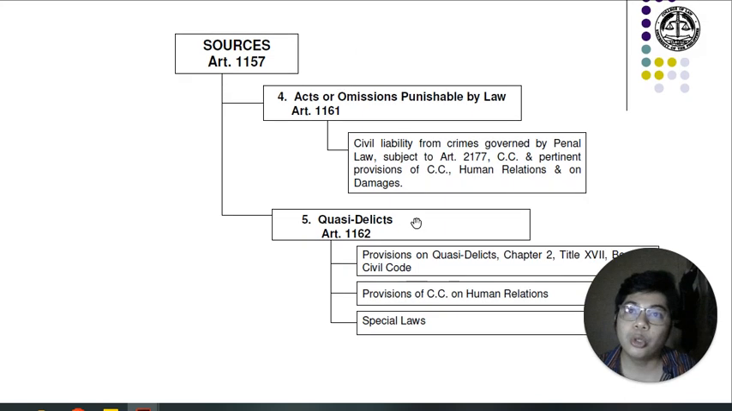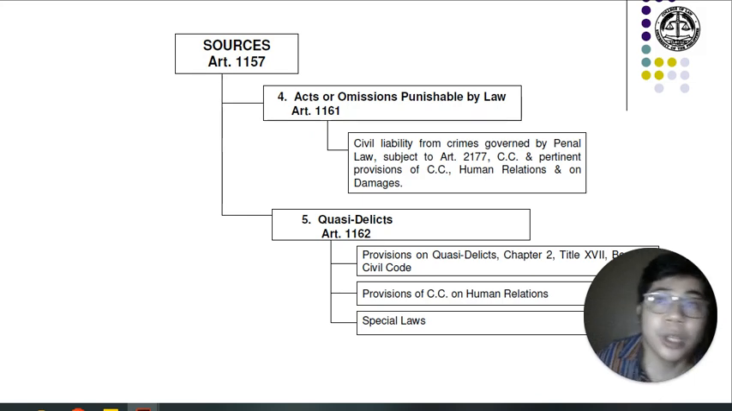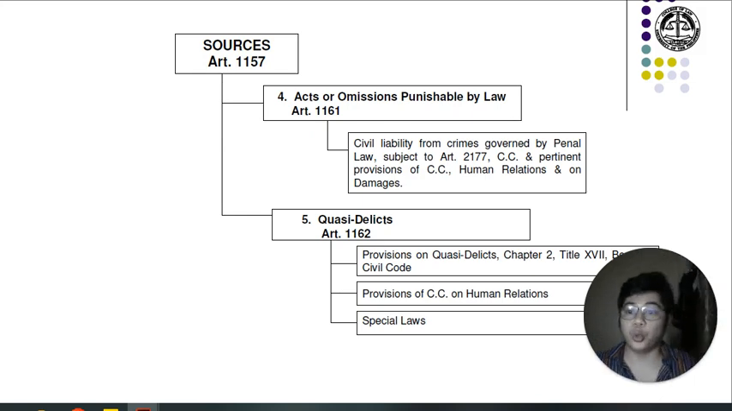So now we will go to Article 1158. Actually, this is the fourth and the fifth. I'm sorry if it is not in my presentation, but first is the law. Under Article 1158, obligations derived from law are not presumed. You need to read Article 1158. It is very specific that these obligations arise from positive law, because obligations from law are not presumed.